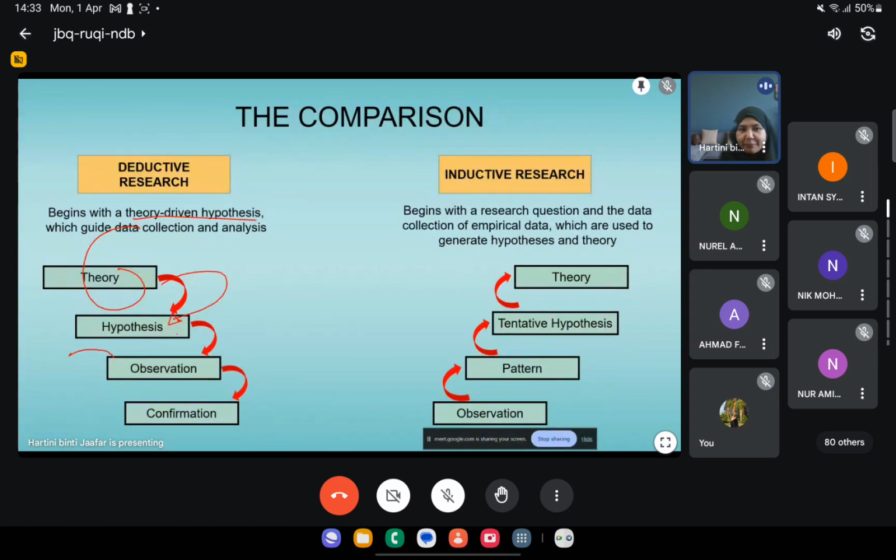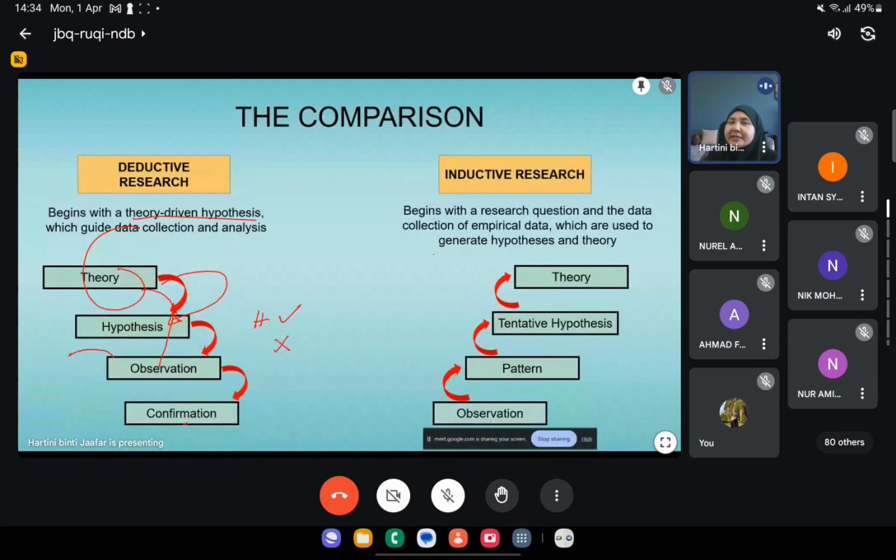So I'm going to test this hypothesis whether it applies or not in Malaysia. Contohnya using certain sample of firm. Okay, jadi based on that, then I observe whether the hypothesis is correct or not correct. And then based on this, I will make confirmation about the theory. So that is deductive. So you start with an existing idea or theory.